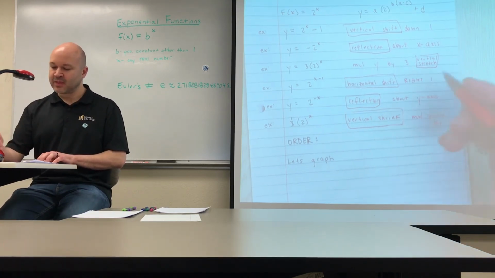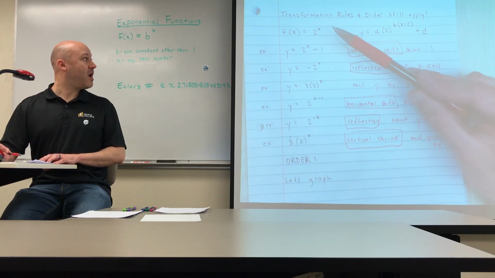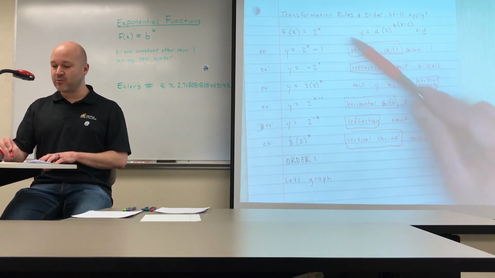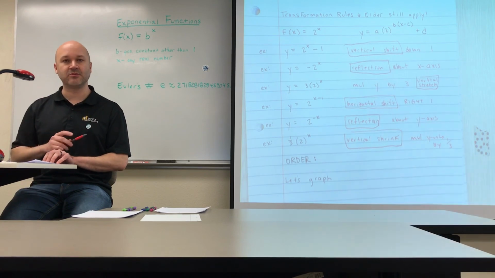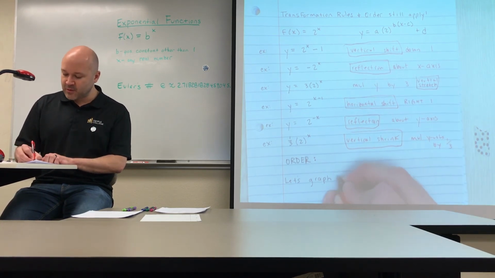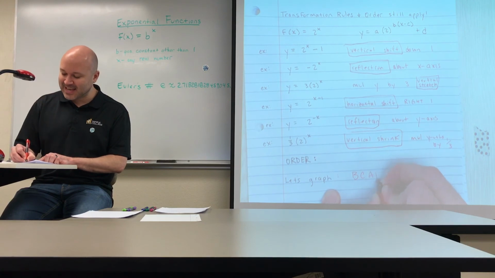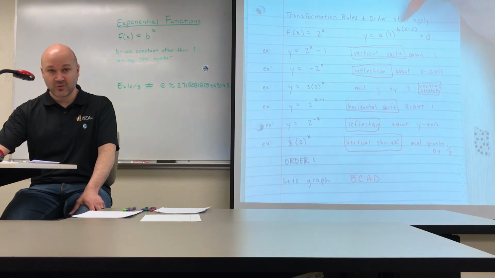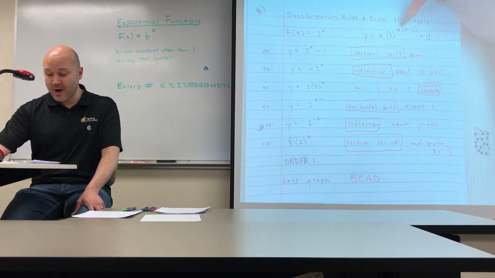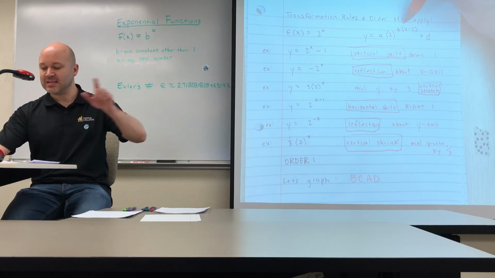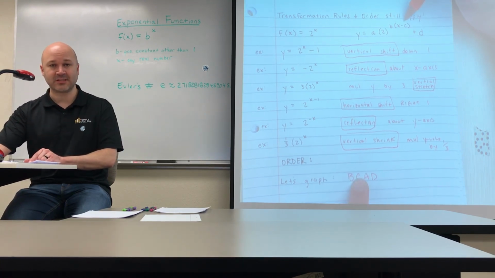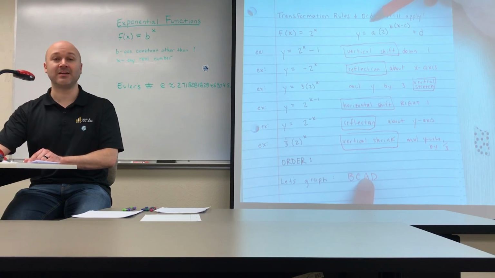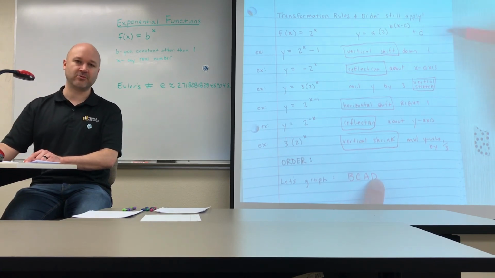And the order still matters. If you have an exponential function you're trying to graph with all 6 of these transformation rules shown, you just follow the order B, C, A, D. That is, you take care of any sort of horizontal stretch or shrink, any sort of reflection about the y-axis first. Then you apply the horizontal translations left and right. Then you'll take care of any reflections about the x-axis and any vertical dilations. And lastly, you'll go up and down with vertical translations.